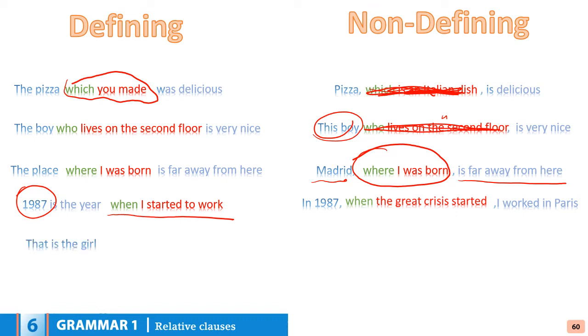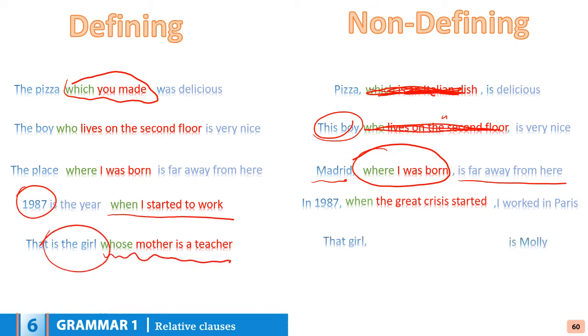Okay? That is the girl. What girl? Whose mother is a teacher. That's right. If I don't continue with this information, we don't know what girl we are talking about. That girl is Molly. Yeah, that's it. I understand it. I get it. That girl whose mother is a teacher. That's extra information. Quite a gossip to say it. Okay.